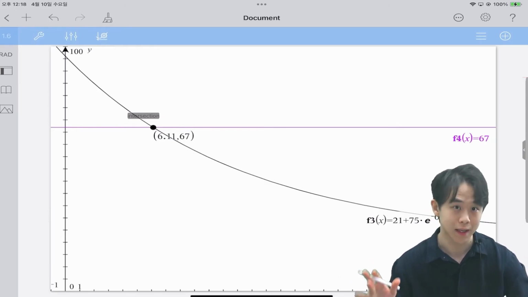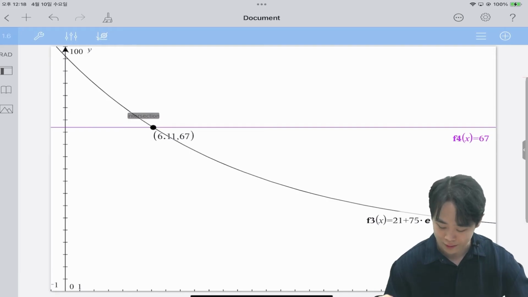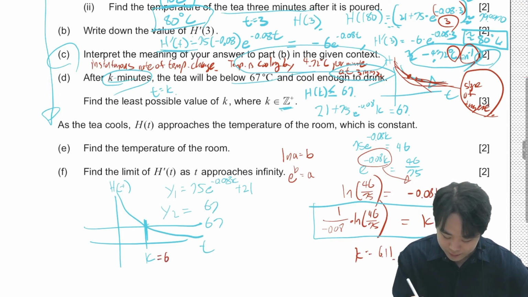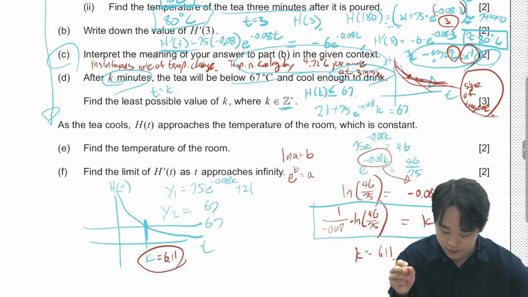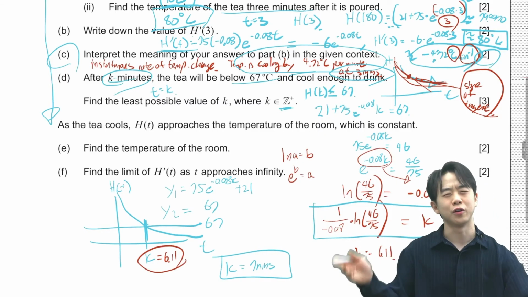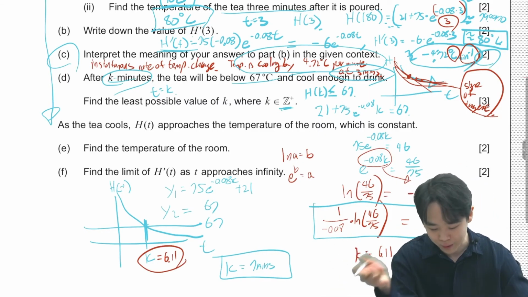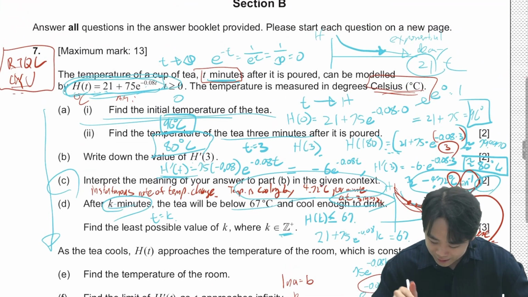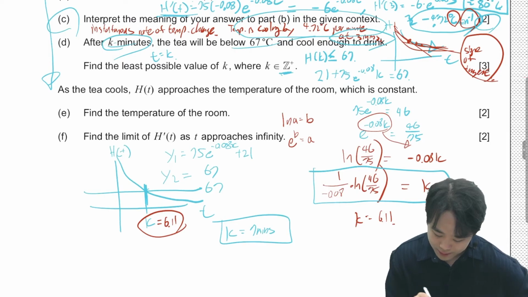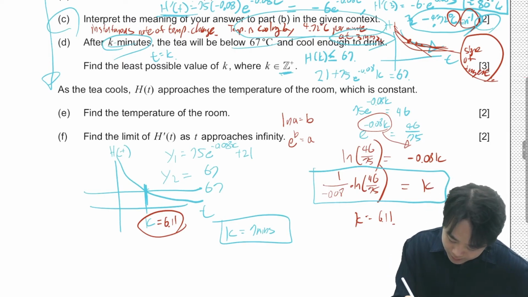So we just looked at two ways to use our calculator to find our solution here. We figured that k is going to be 6.11, or that the two graphs intersect at 6.11. So the least possible value of k is going to be 7 minutes. Right, so 7 minutes after the tea starts cooling, we're going to go all the way down from 96 degrees Celsius to 67 degrees Celsius. So for part D, k is going to be 7 minutes.